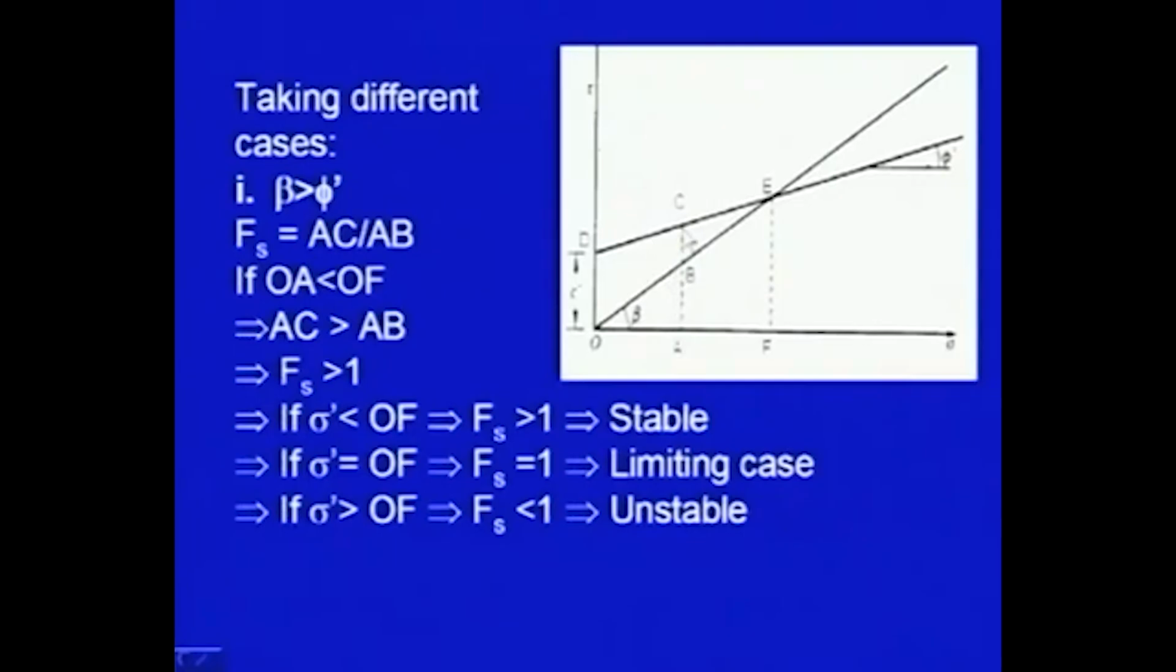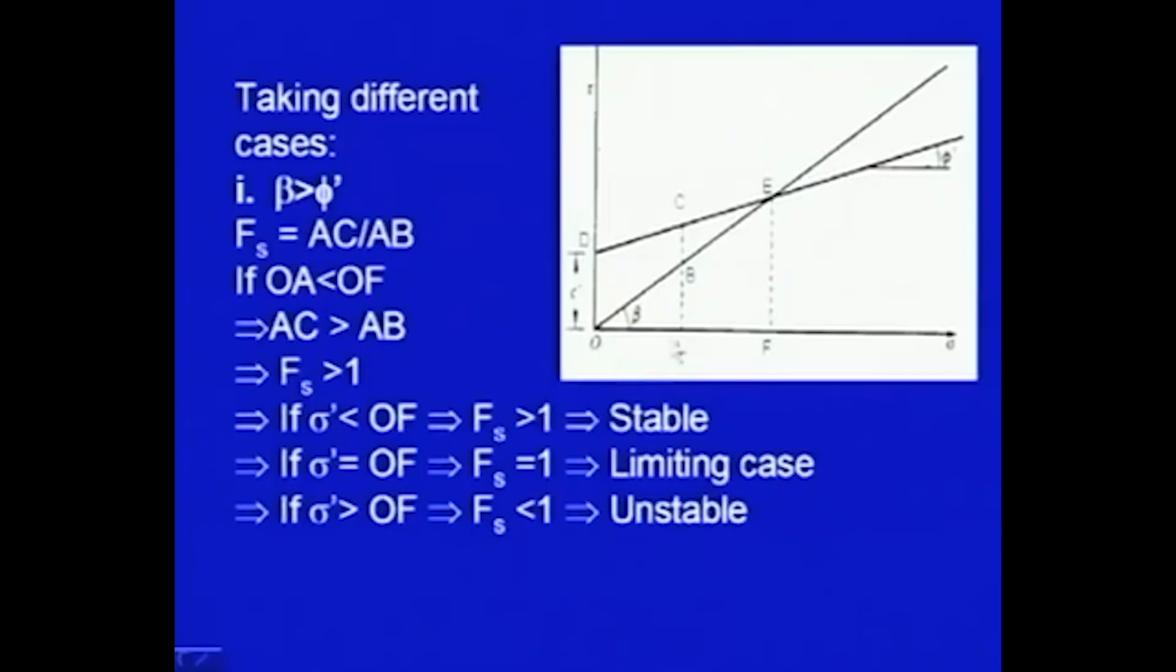That means, the shear strength available is more than shear stress being applied. In other words, Fs is the ratio of these two values AC and AB. Fs will be more than 1. That means, it is a stable slope. So, if sigma dash represents the normal stress, it is within this range O to F, then Fs will be more than 1 and the slope will be stable.